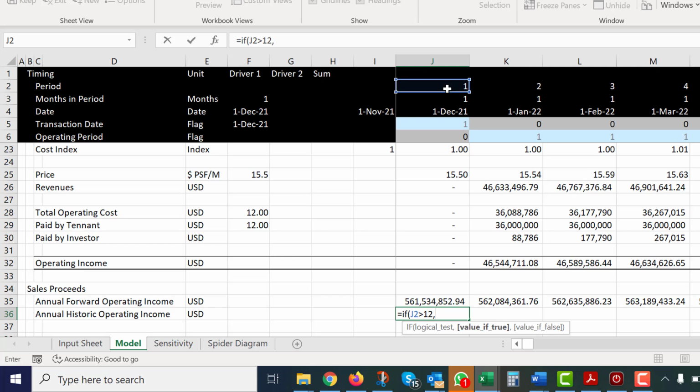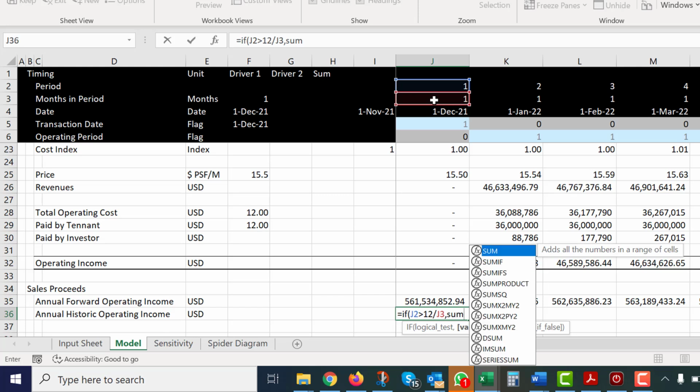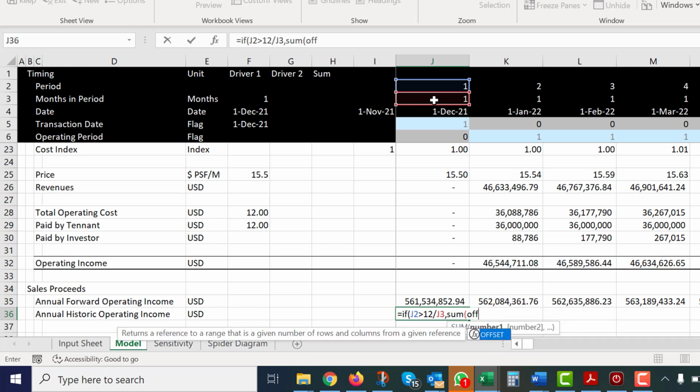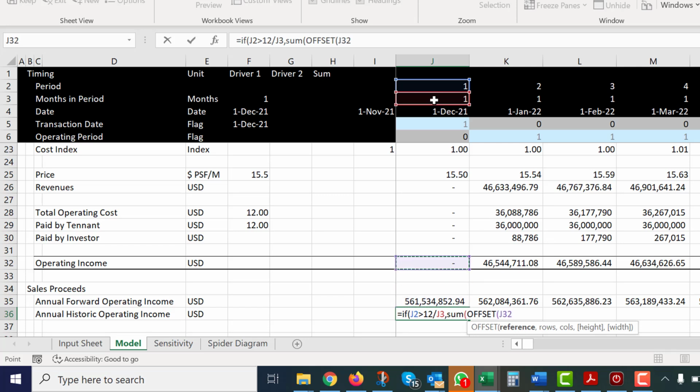And I don't know if I should have put 12 in, but I'll leave it. Because maybe, how about 12 divided by this thing, we can do it like that. Then offset sum, and then offset, and then we go up to our same thing, put comma 0 for the row.